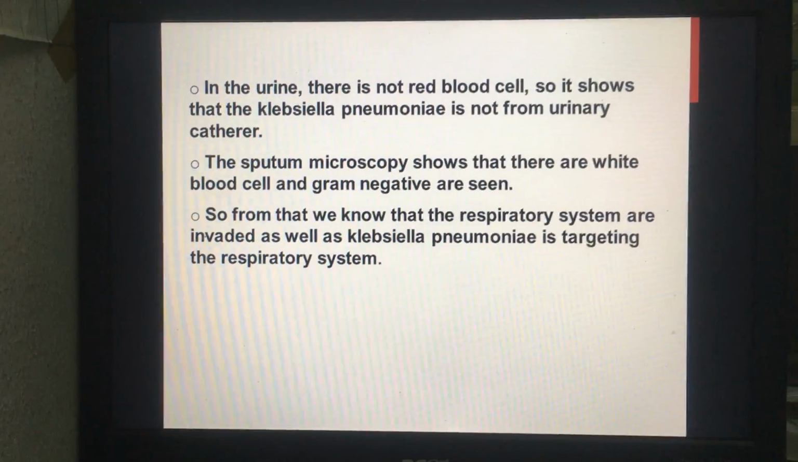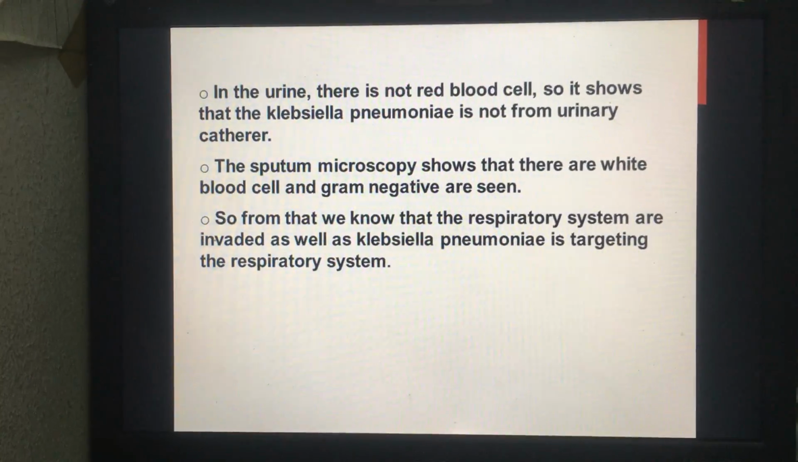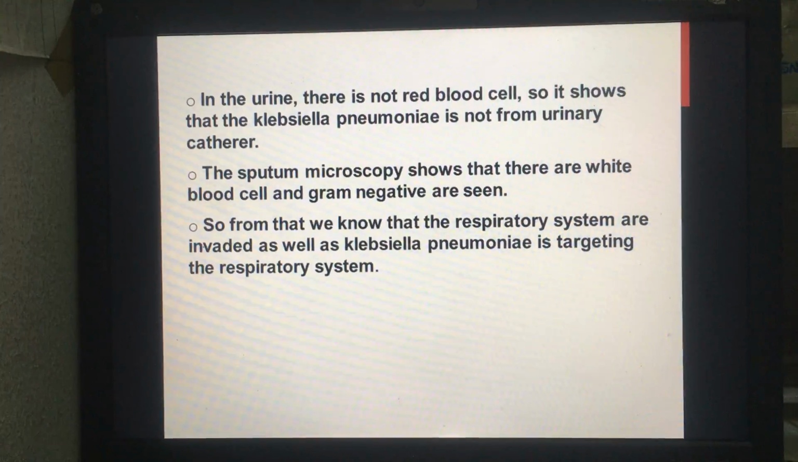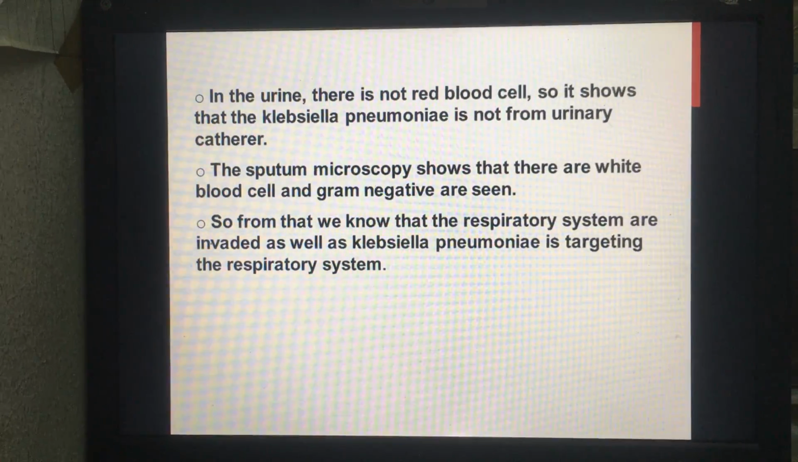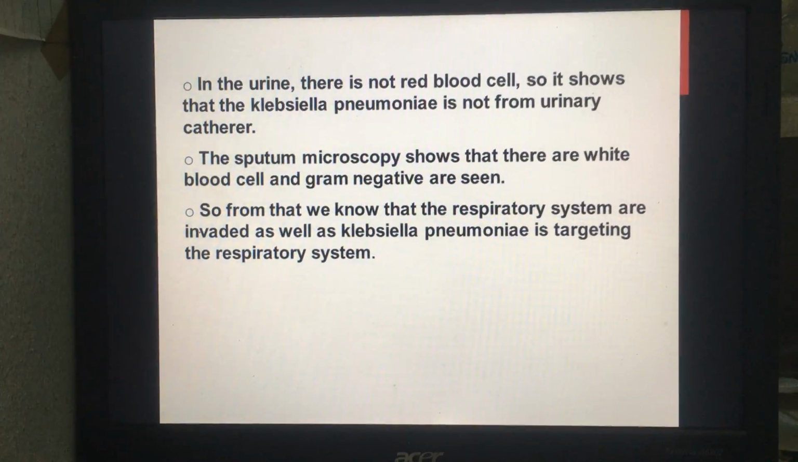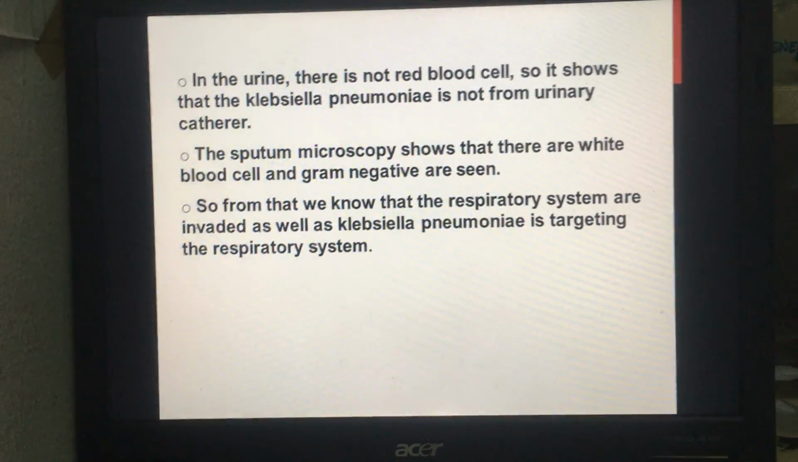Then, as you can see, there are no red blood cells. So it's not from the catheter, because Klebsiella pneumoniae can easily be acquired in hospital, but we can differentiate whether it is from the hospital or not by the RBC. So this is not from the urinary catheter.